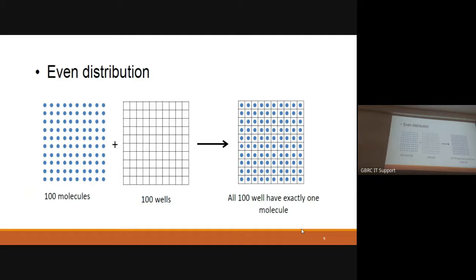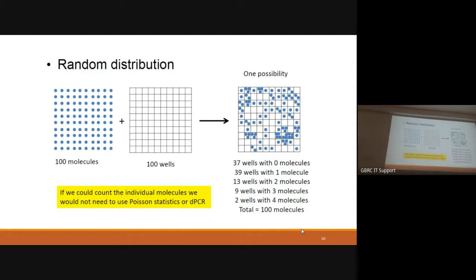Digital PCR is mainly based on the Poisson distribution. So let's see what the even versus random distribution is. If you have an even distribution, suppose you have 100 molecules and 100 wells, all 100 wells have one copy each. Here this is a random distribution. If you have 100 molecules and 100 wells, it is not evenly distributed. Suppose 37 wells do not have any molecule, and others have one molecule, two molecules, three molecules. Digital PCR works with this random distribution process.